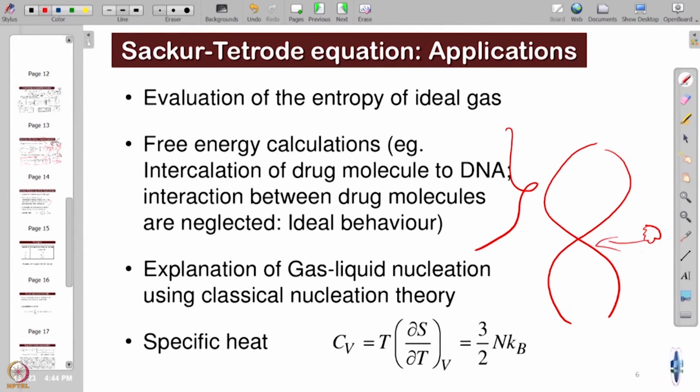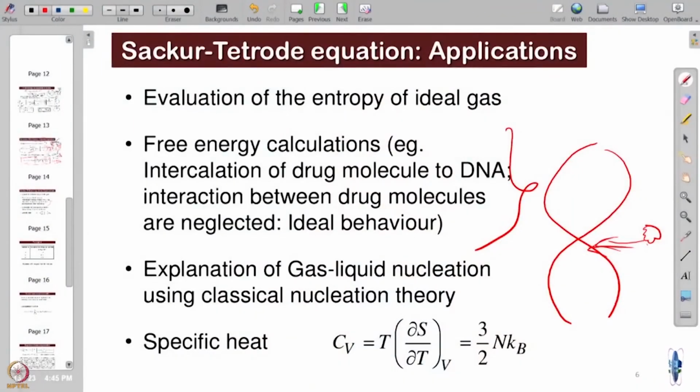Now the drug has a lot of entropy in the ideal state when it is in solution. In solution we can treat it as an ideal gas, because a single drug molecule, or a very low density of drug molecules, goes and combines to the DNA. So we need to know the loss of entropy of the drug when it binds there. So we need to know the entropy of this molecule in solution. That is why the Sackur-Tetrode equation is used.